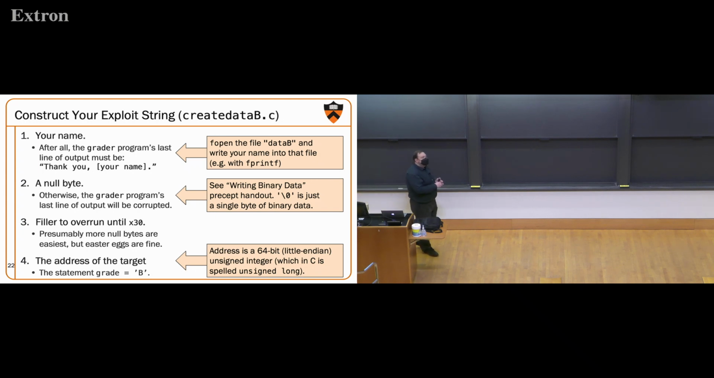And finally, for this attack, you need a single address. That is 8 bytes, because we're on a 64-bit architecture. So an 8-byte address. In C, this is spelled unsigned long. And it needs to be the address where the code can go to in order to give you that B that you want. And that's about it. Yes, question?